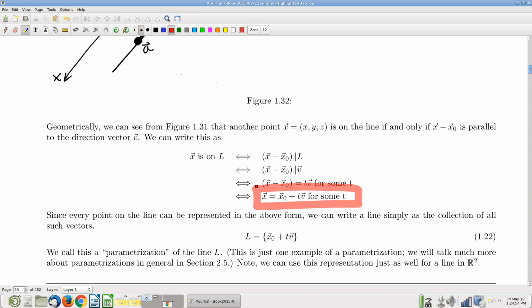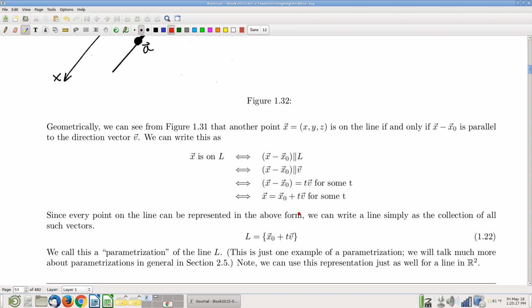So this is not a point tester. This is a point generator. You give me any value of t, out comes a point on the line. You can plug in as many values of t as you want. Every time you do, out comes a point on the line. You're generating points on the line. It's a little factory for points on the line.